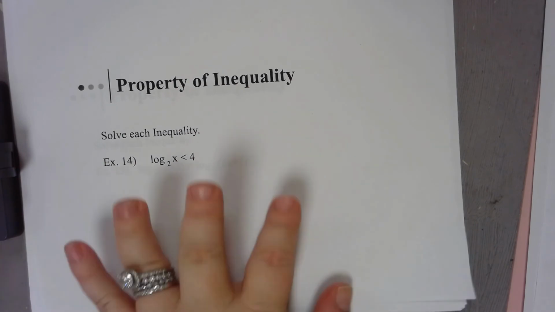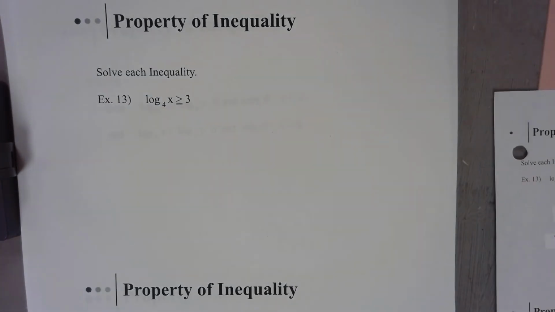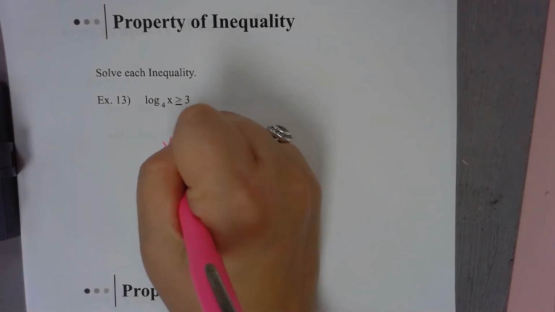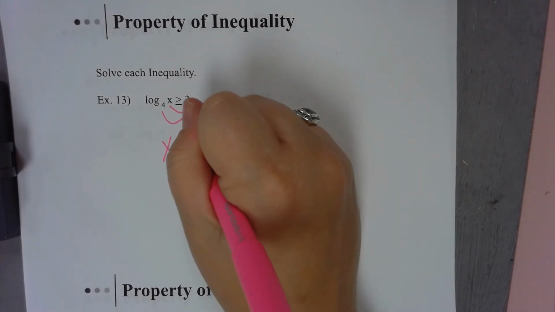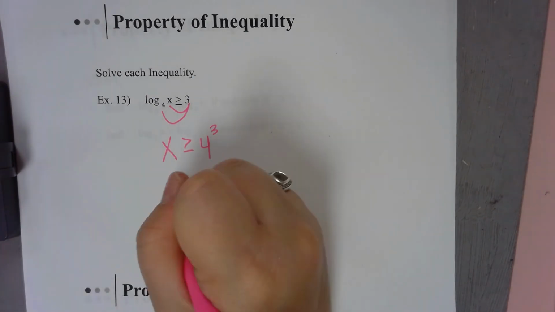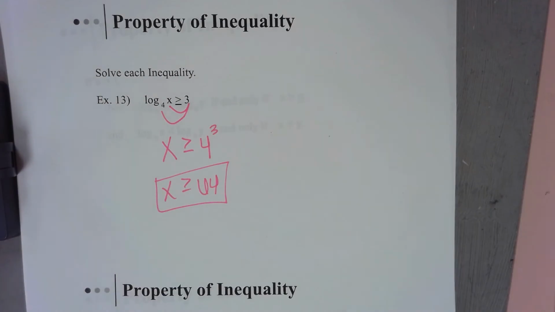Okay, let's look at 13. We've got log base 4 of x is greater than or equal to 3. So again, I'm going to go ahead and write down my x greater than or equal to, and then just remember that it's going to be 4 to the 3rd. Just write your variable first. So then x is greater than or equal to 64.